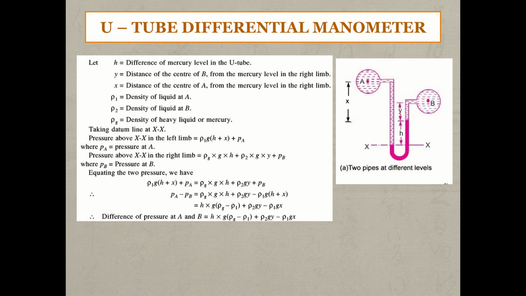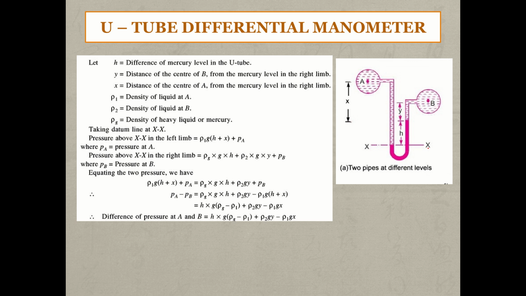And Y is the distance from the center of B to the level of mercury in the right limb or the right column. And X is the distance from the center of point A to the column of mercury or the height of mercury in the left limb. Okay, and rho 1 is the density of liquid in A, and rho 2 is the density of liquid in B. And let's say rho G is the density of this heavy liquid, and we are taking XX as datum. So the procedure of solving for pressures is the same.